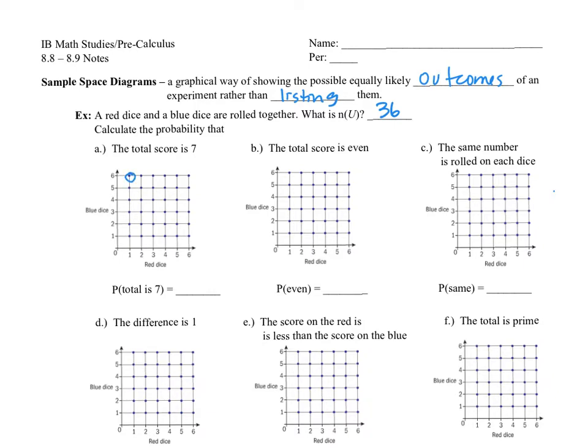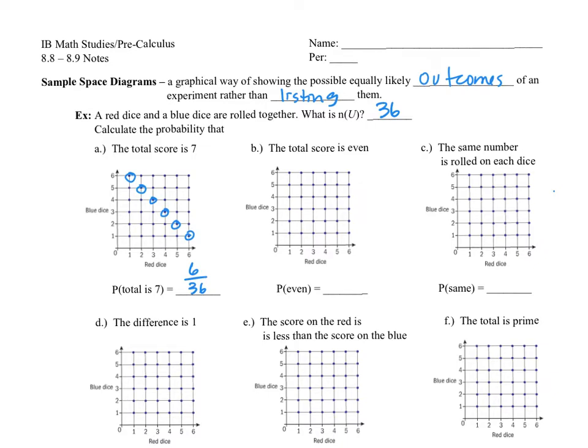So how else can I get a 7? Well, I could also roll a 2 on the red and a 5 on the blue. So I'm going to circle this one. And then this one would be a red 3 and a blue 4. Here's a red 4 and a blue 3. A red 5 and a blue 2, and then a red 6 and a blue 1. So those are all the possible ways that we could roll a 7. If we count what we've circled, you get a total of 6. And so the probability of rolling 2 dice, a red and a blue, and getting a total of 7 would be 6 out of a possible 36 outcomes.